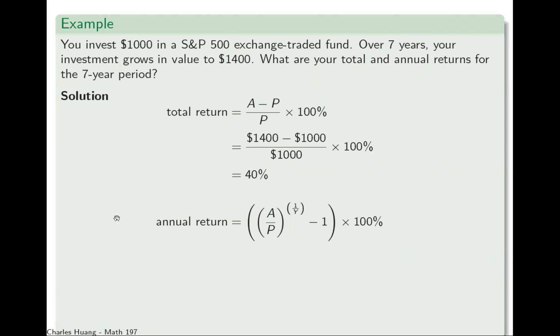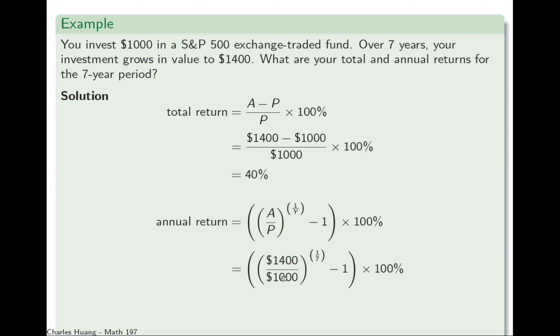To find the annual return, we simply divide the two numbers, 1,400 divided by 1,000. And here we need to do a fraction of the exponent. And notice how we have all these brackets here. The brackets here are important. So if you want, you can do each of these brackets separately.